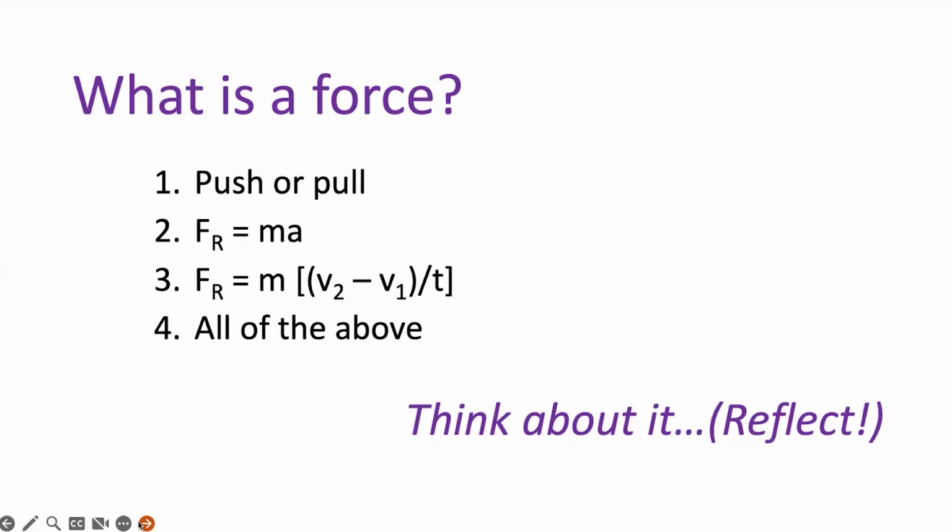Option 2, you can see F subscript R, that means the resultant force equals mass, which is M, times acceleration, which is A. You can see option 3, F resultant force equals mass, bracket the final velocity v2 minus the initial velocity v1, divided by time t. And you can see option 4, all of the above.